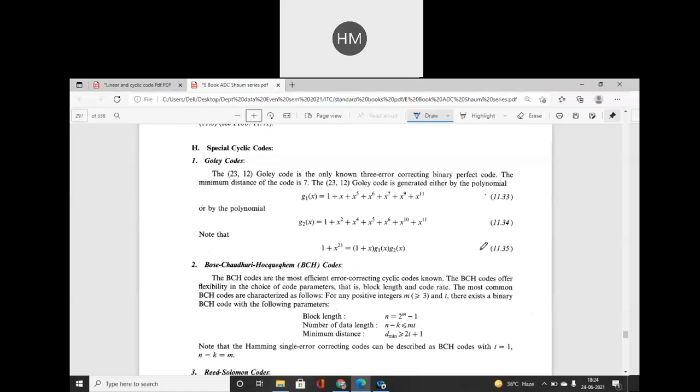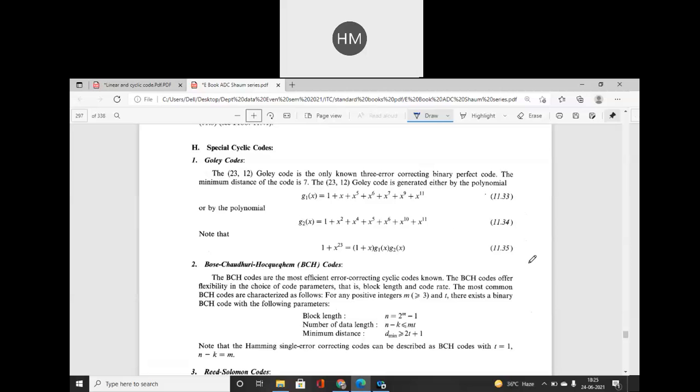Okay, I'm moving ahead. You can write down the heading special cyclic codes. There are variety of these codes depending on the application. So first is your Golay codes. So it is the only 3 error correcting binary perfect code. And the minimum distance of the code is 7. These are the properties of this code. Generally, a short note can be asked.